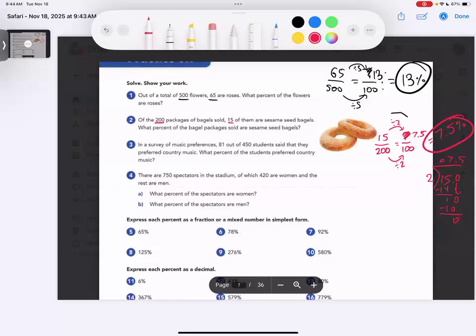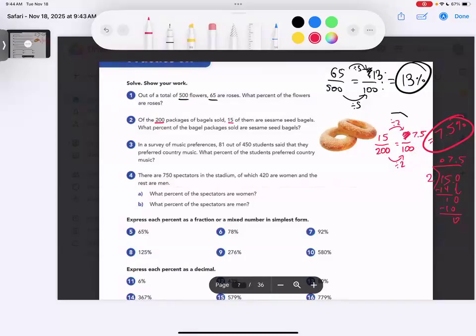7.5%. And you can have decimal percents, okay? And we're going to get to that further in the chapter. We're going to be doing a lot of multiplying and dividing by multiples of 10 to kind of shift that decimal in and out, okay?